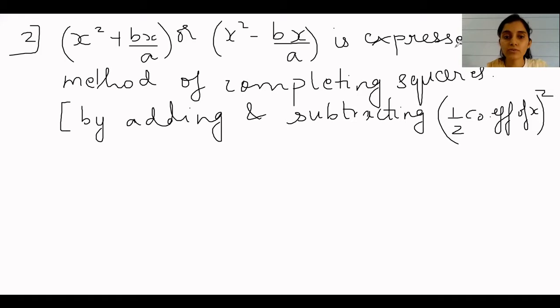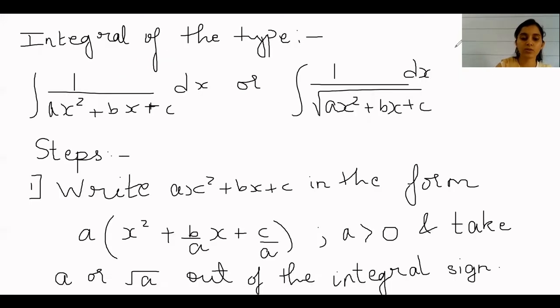So half into the coefficient of x the whole square, you add to x square plus bx upon a. Now what is this x square plus bx upon a? It is the initial part that you get after taking a common. You add and subtract half into the coefficient of x the whole square to this term. That's your second step.